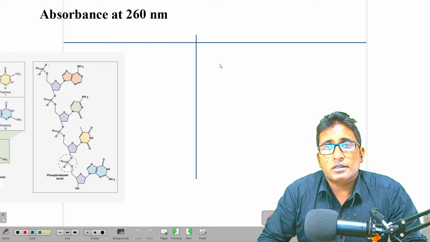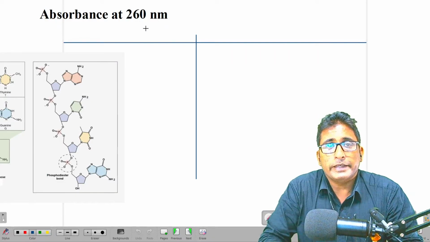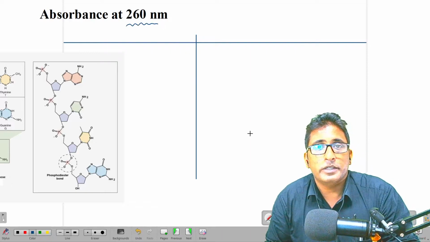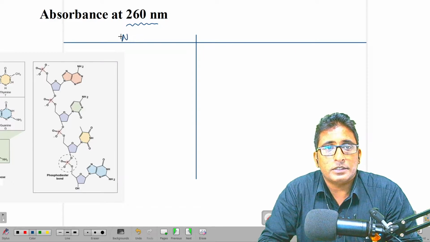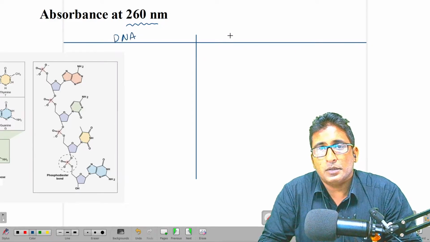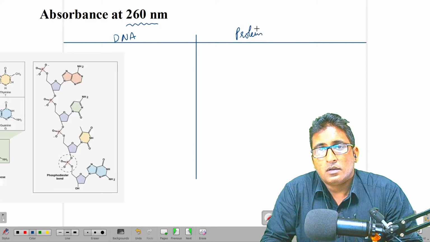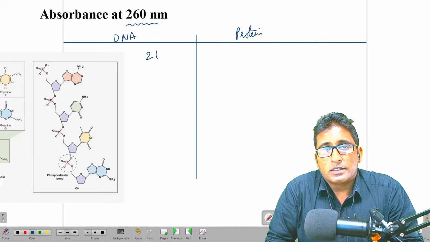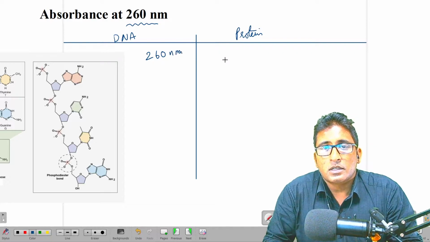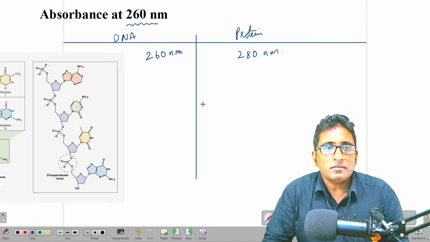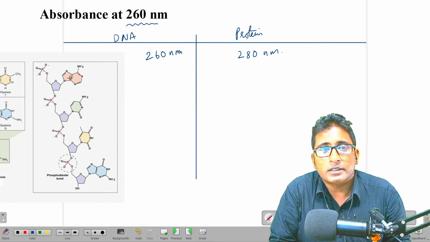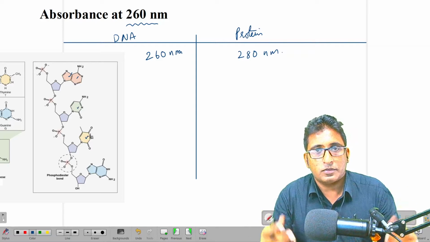We know that DNA absorbs maximally at 260 nanometers. In this case, we will compare it with proteins. DNA absorbs at a maximum of 260 nanometers and proteins absorb at 280 nanometers. The absorbance is mostly because of the planar heterocyclic ring structures of the bases and their resonance between the different forms they may have.